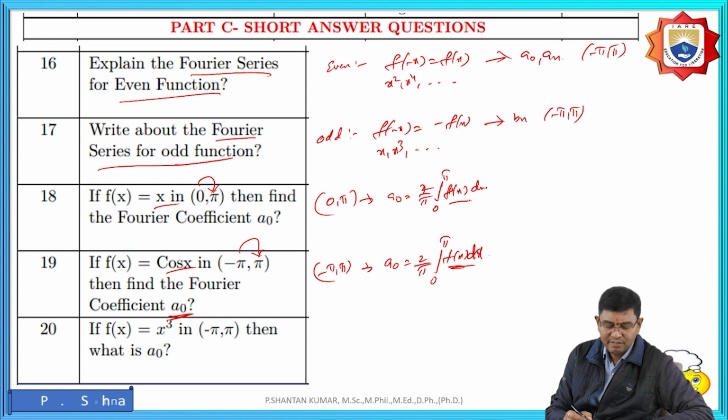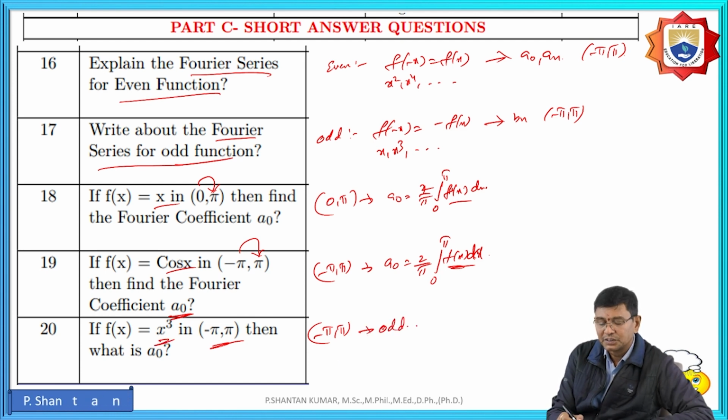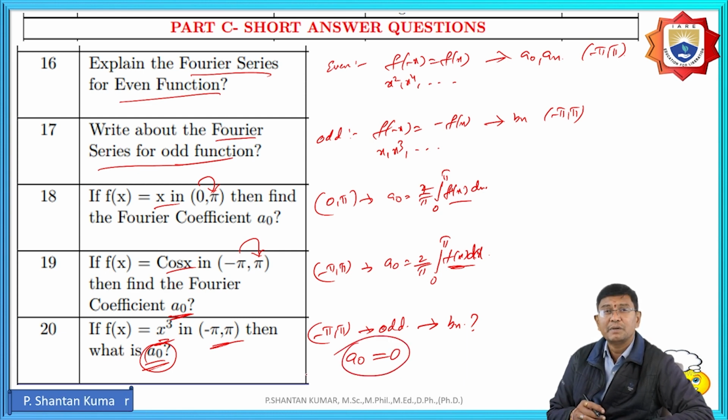Finally, the limits are minus pi to pi, but the function is an odd function. That means we only find the value of b n. The problem gives a naught, so automatically the a naught value is 0 only. Because if the function from minus pi to pi is an even function, we need to calculate a naught and a n. But if the given function is an odd function, then a naught and a n are 0. We find only the b n value.